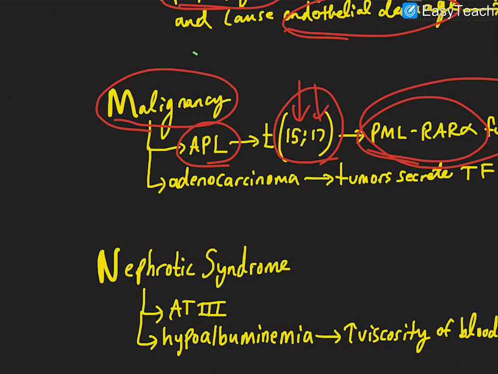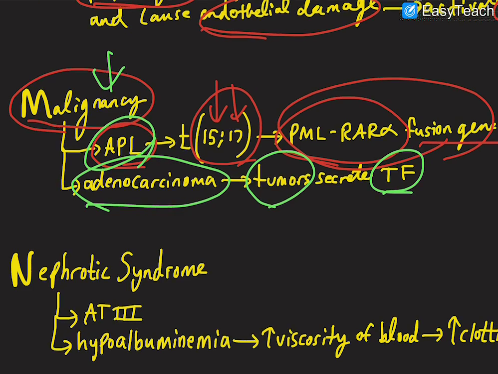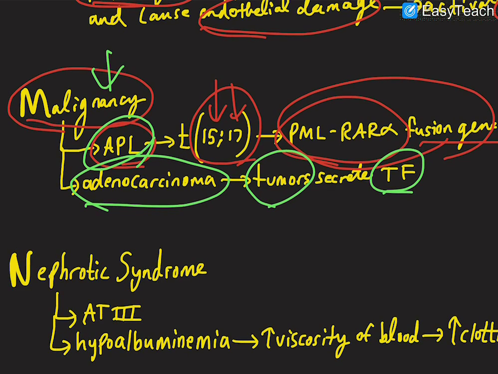So we're still on malignancy. APL, but also adenocarcinomas, because they have glandular tissue too, so it's important to know that. But how do adenocarcinomas lead to DIC? It's because these tumors can secrete tissue factor. It's all about the tissue factor, and we know that's going to activate your coagulation cascade and make widespread fibrin clot formation. So that's malignancy.